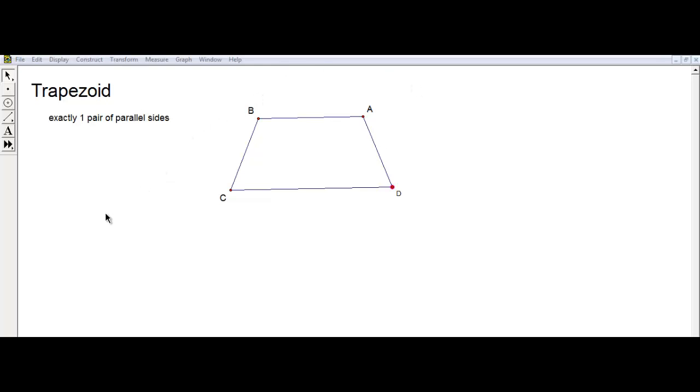In this video, we'll be talking about quadrilaterals, specifically trapezoids. A quadrilateral is a four-sided polygon, and a trapezoid is a quadrilateral with exactly one pair of parallel sides. Now, usually when we visualize a trapezoid, we think of it looking like this. But we can change that appearance.